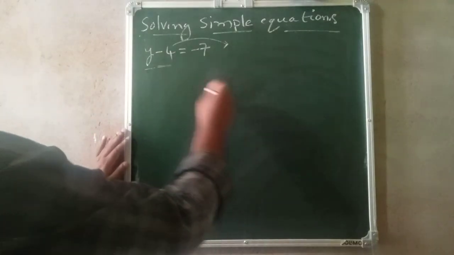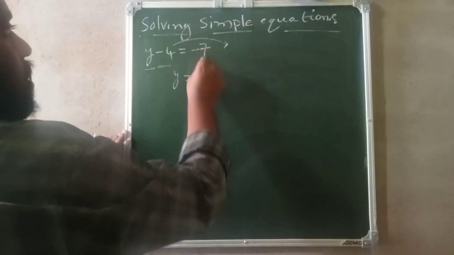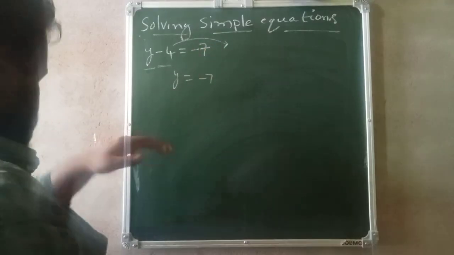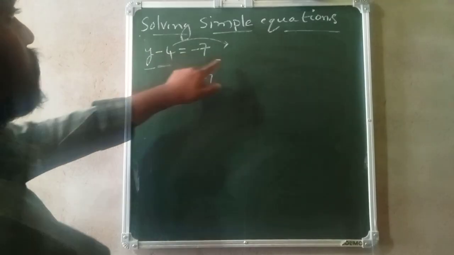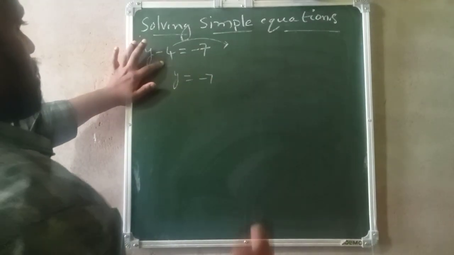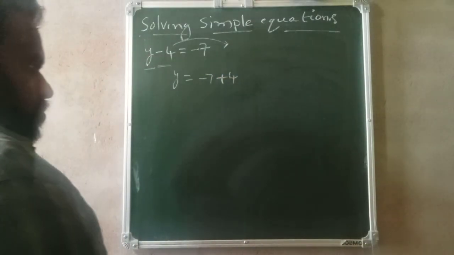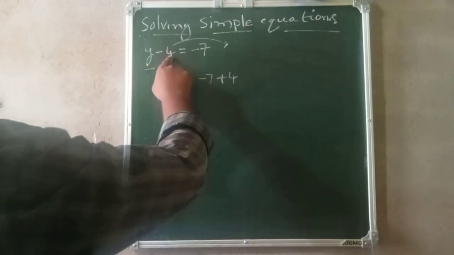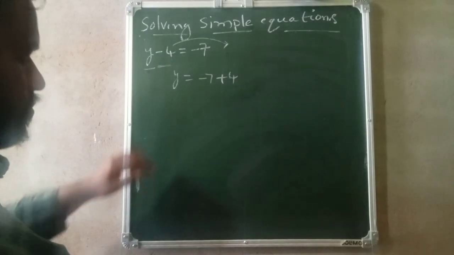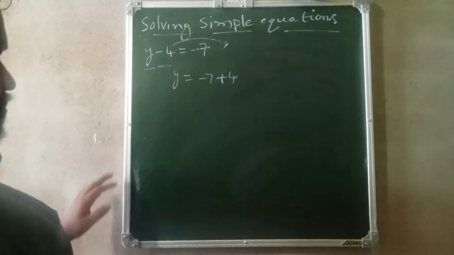before moving, write this y is equal to next this minus 7. When this minus 4 is moved this side, this minus 4 becomes plus 4. Okay. That means 4 same. This minus changes to plus.